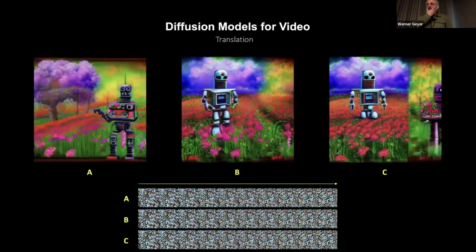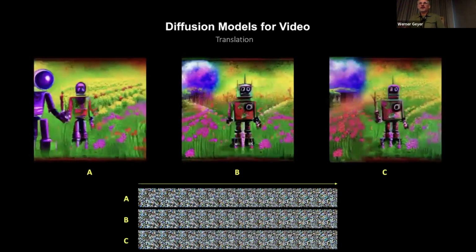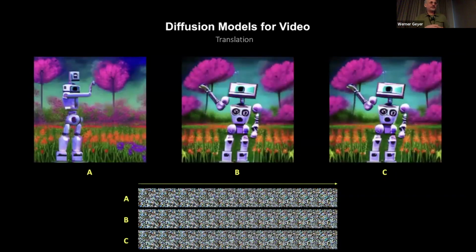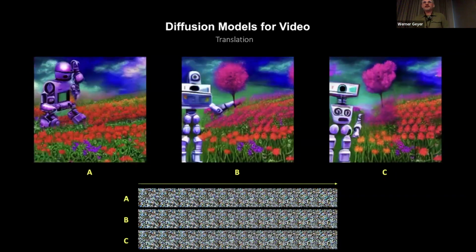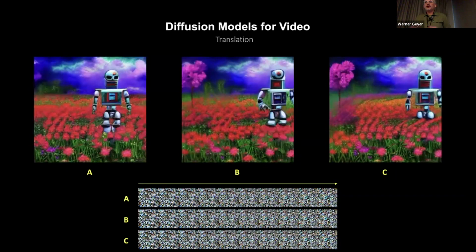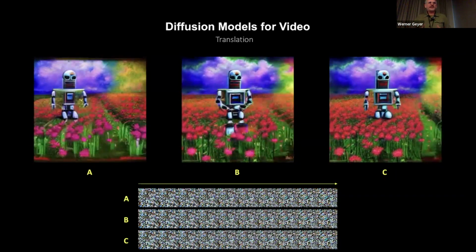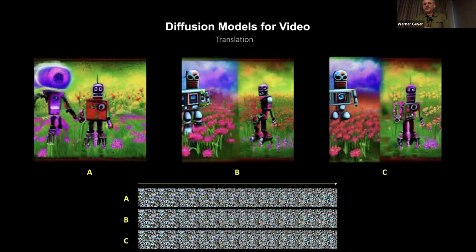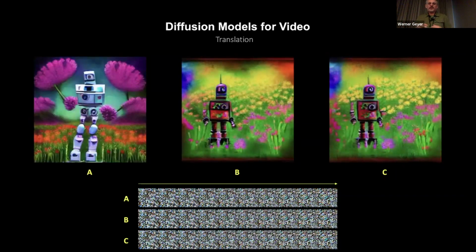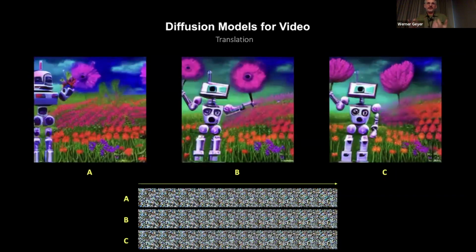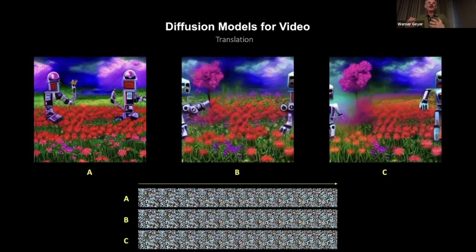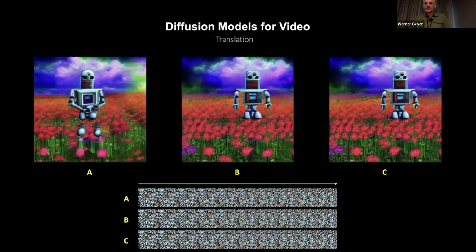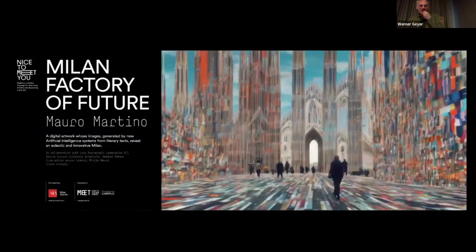When you're working in text to picture it is one thing, but when you work in text to video, you need to create your tool to really navigate in the right way between different points, to create a zoom effect, to create a pan effect, to create any type of camera movement effect you're thinking about. Now, Milan Factory of the Future.